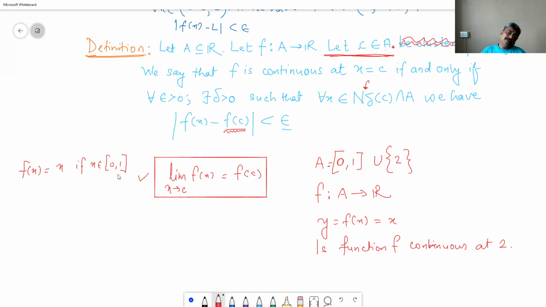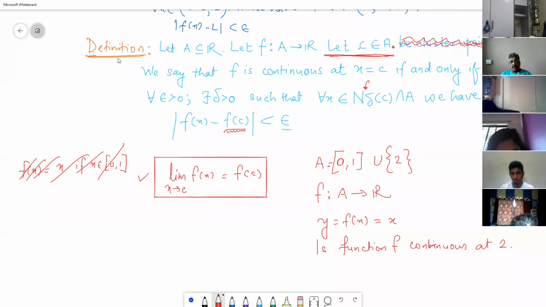No, still it is going to be continuous. No, I have something else in mind which I will do later on. Correct? Okay, are you convinced about the continuity of the function at an isolated point?